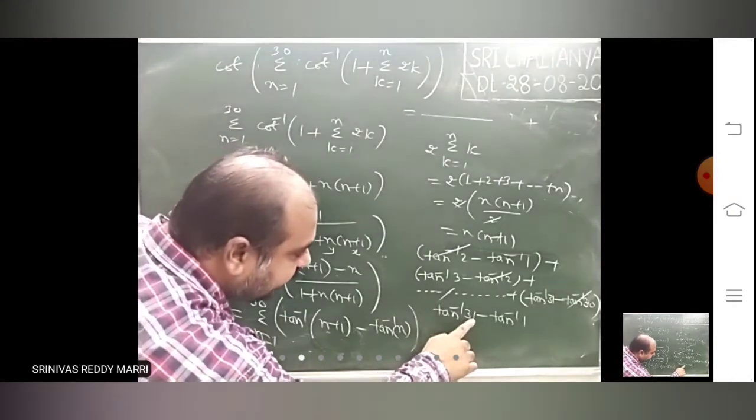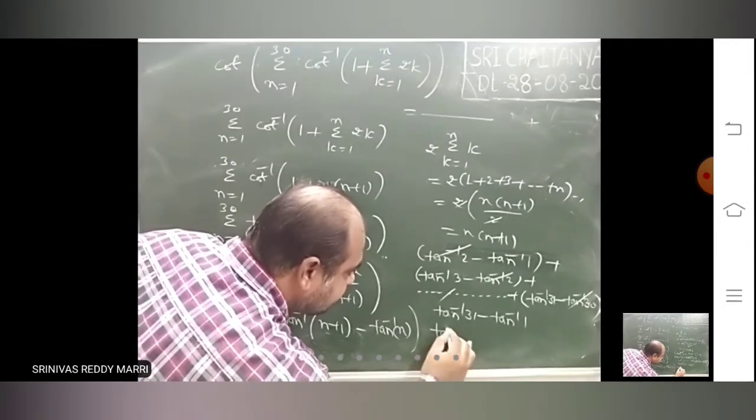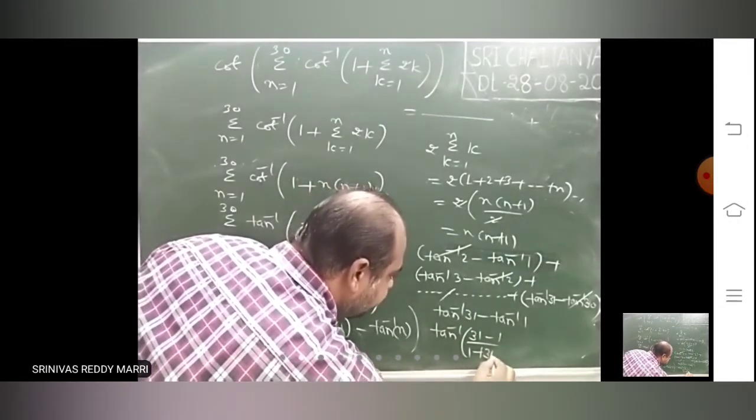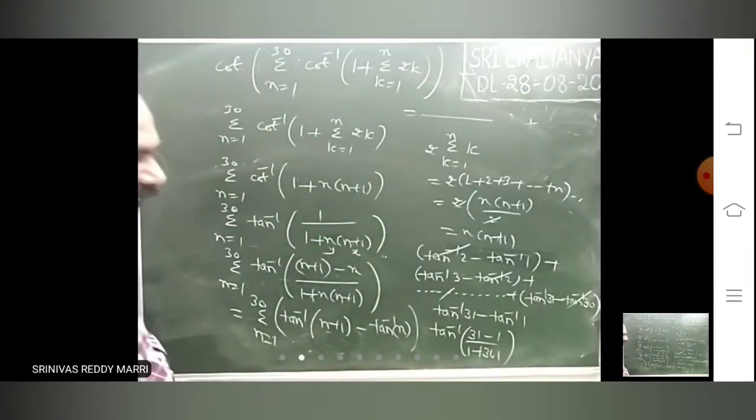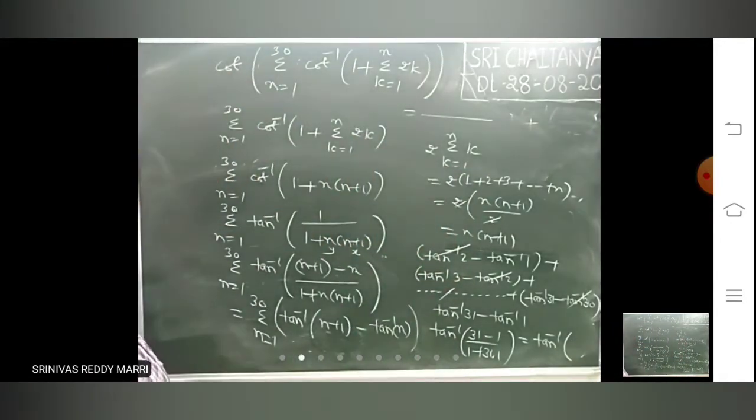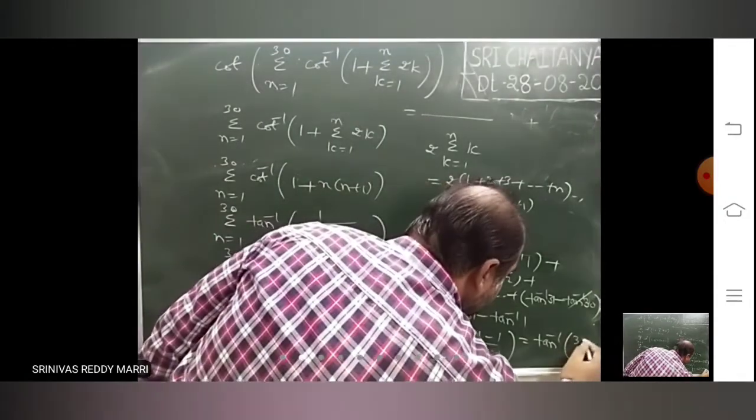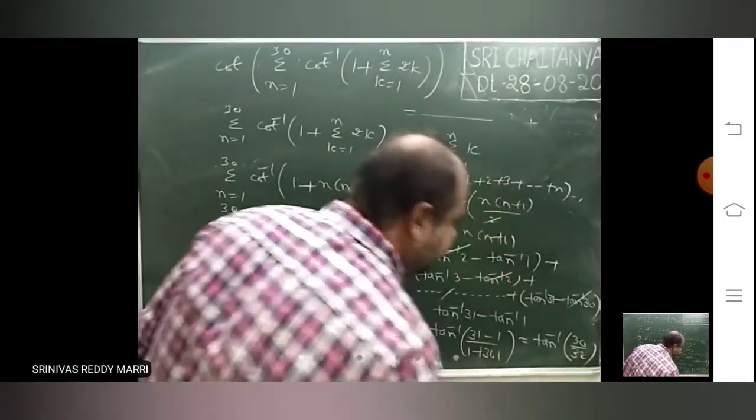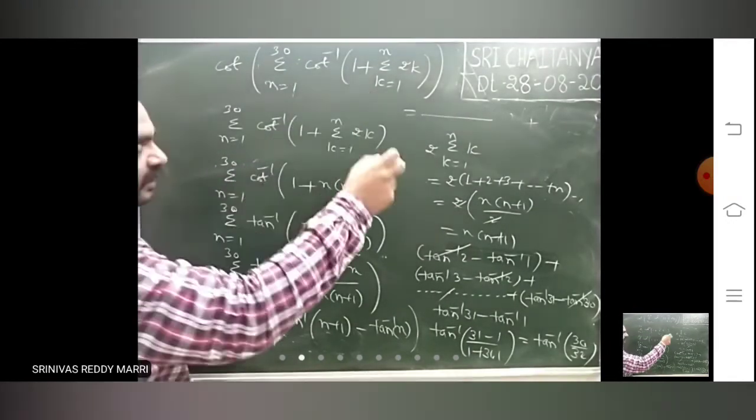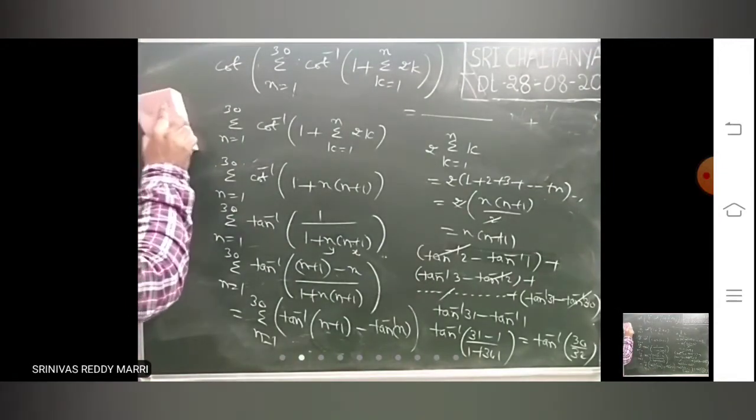Now I am simplifying. Tan inverse x minus tan inverse y is tan inverse of x minus y divided by 1 plus xy. That means this is nothing but tan inverse of 30 divided by 32. So the inside one, what I got from here to here, is tan inverse 30 by 32.